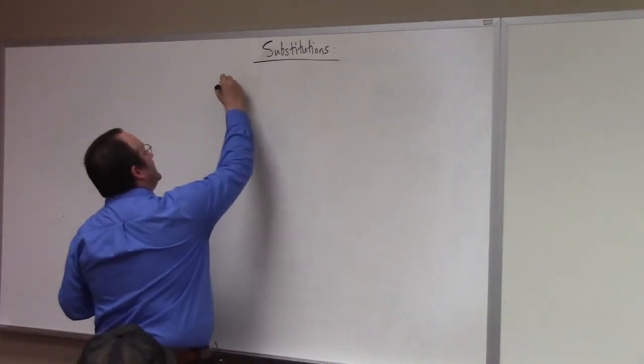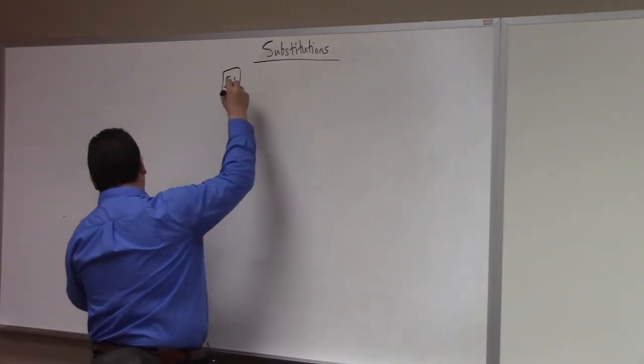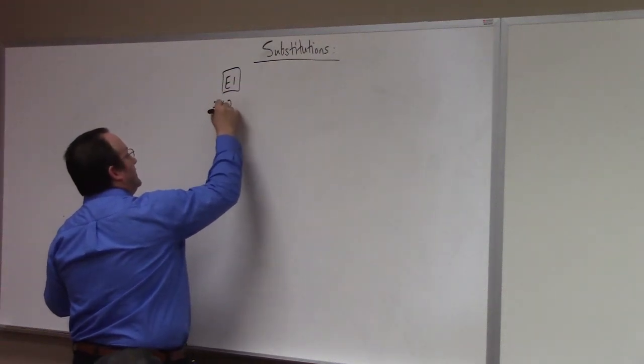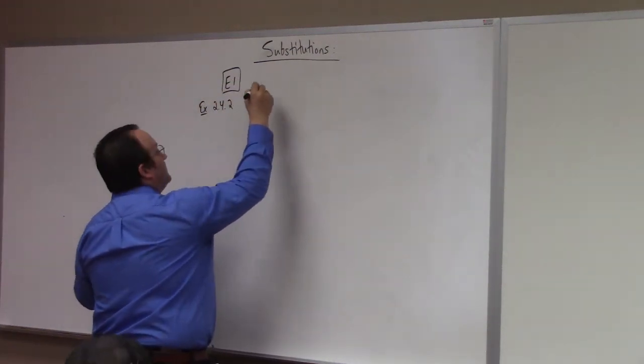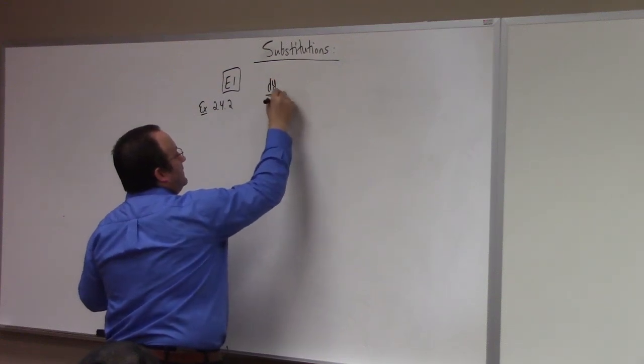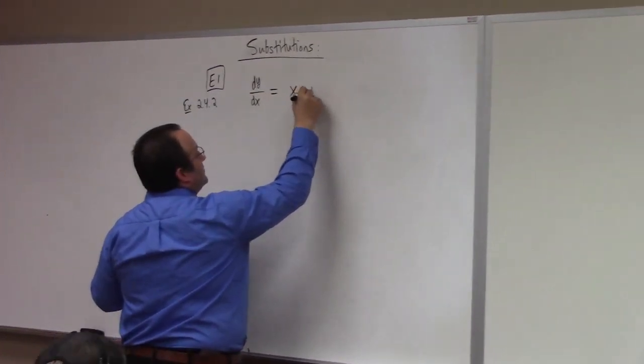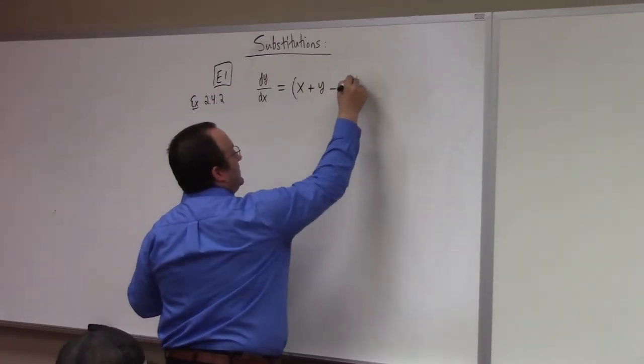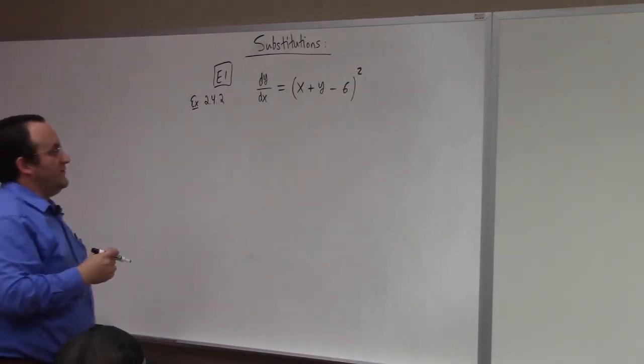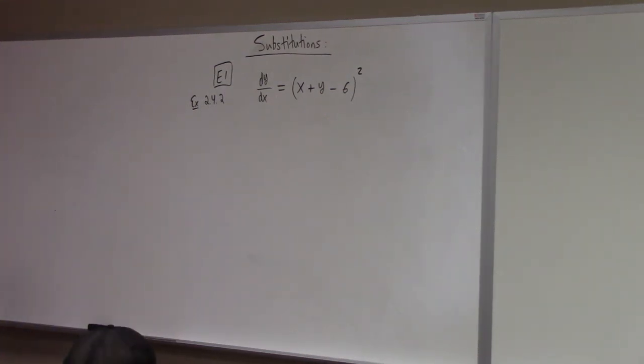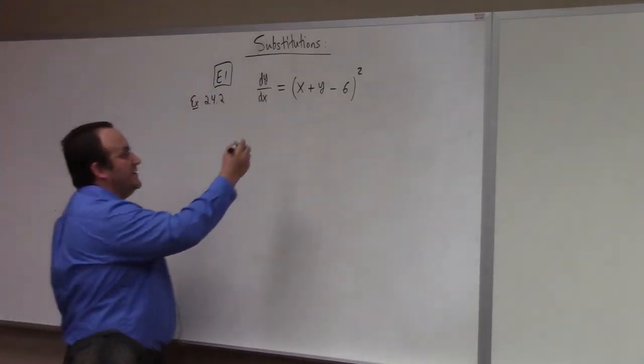Here, example 1, which is, by the way, 2.42 in my notes at the moment: dy/dx equals (x + y - 6) squared. First of all, it's not linear, so the integrating factor method's out. You can't separate variables because that x plus y doesn't allow us to factor either x or y out. It's not exact either. You can check, but it's not exact. So all three of our methods from last time are not working. So what we do is try something new.